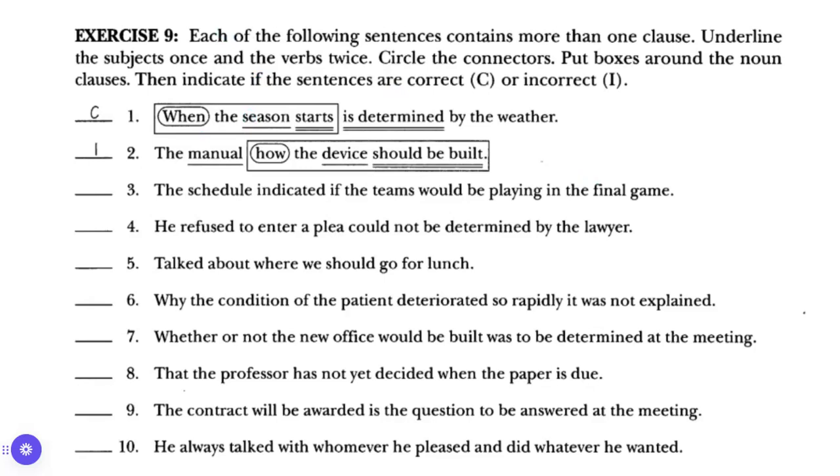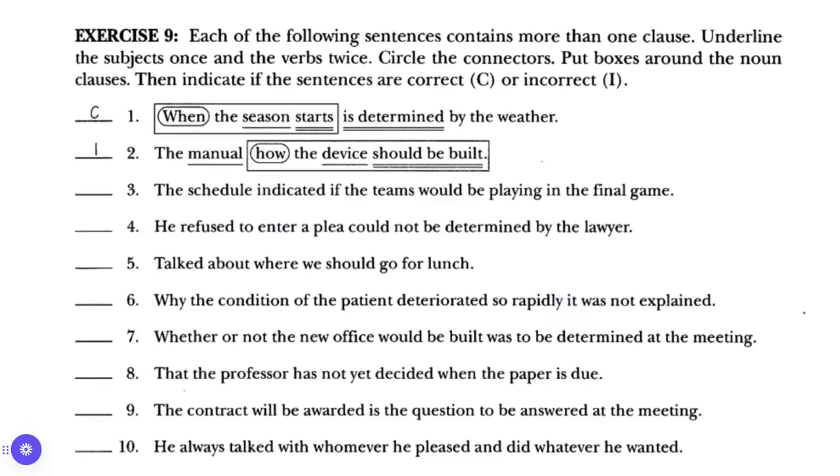Okay, let's check the answers. We already checked and talked about 1 and 2. Let's see, number 3 is correct. Number 4 is incorrect. Why? Because it is missing a connector, which could be why he refused. Number 5, incorrect. It's missing a subject, which could be we talked. Number 6, incorrect. There is an extra subject, which is this one, it.